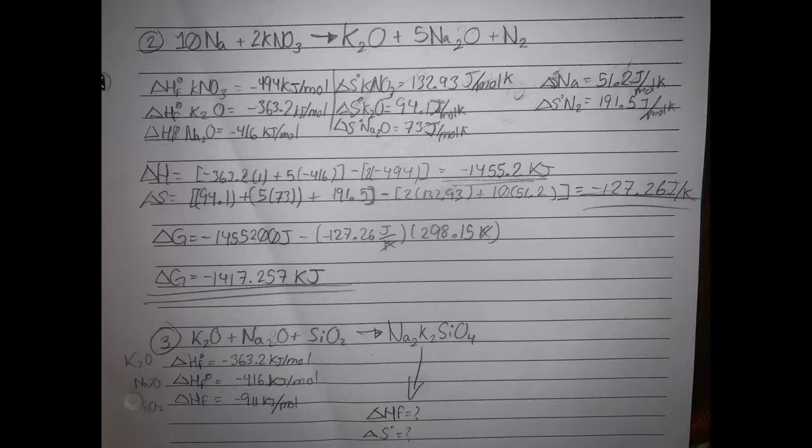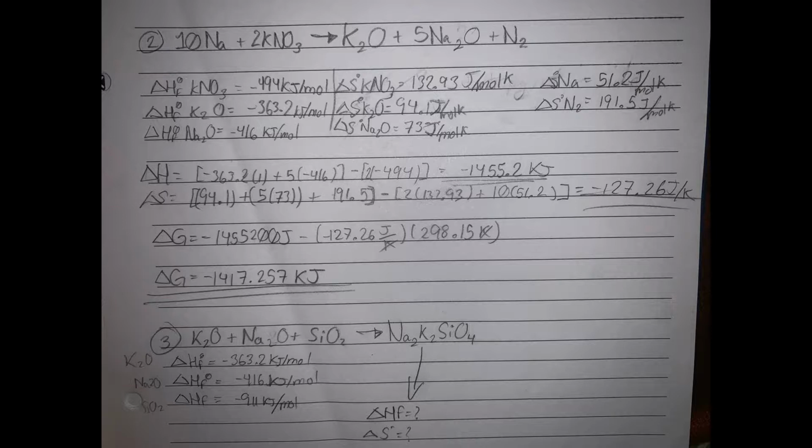In the second reaction, we can see 10 sodium plus 2 potassium nitrate that react to convert into potassium oxide plus 5 sodium oxide plus diatomic nitrogen. In this reaction, we can see that enthalpy is negative, so it is an exothermic reaction. Also, we can calculate the entropy, which will also be negative, so it is a less disordered reaction, that we can also say is an ordered reaction.